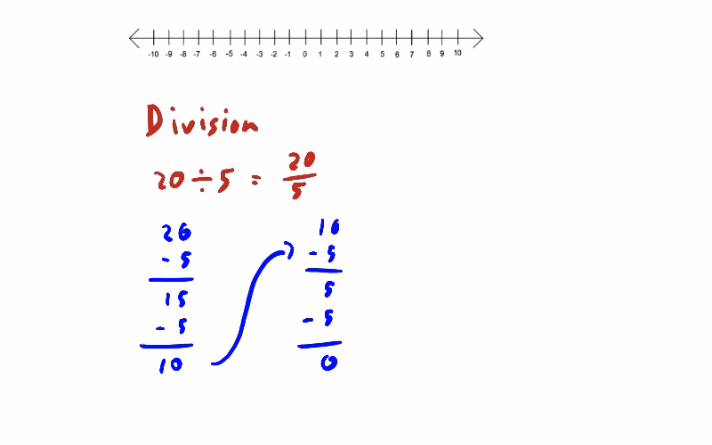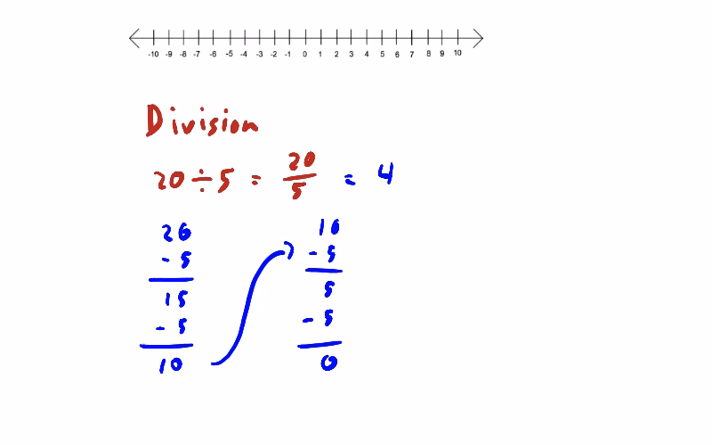So 20 divided by 5 is really saying how many times can I subtract 5 from 20? And you can take 4 steps of 5 to get from 20 down to 0 on the number line. So the answer would be 4. Now, you probably learned that you can do division with things that don't work out so nicely.